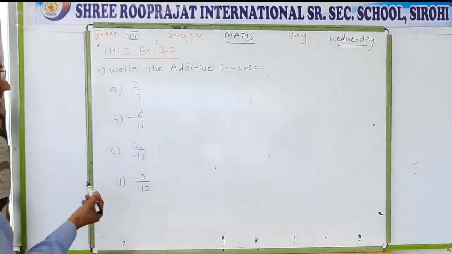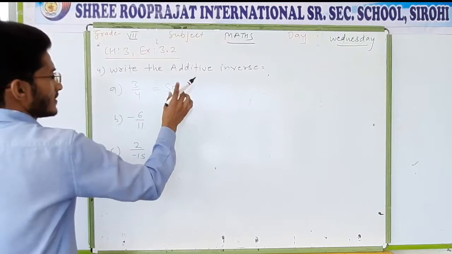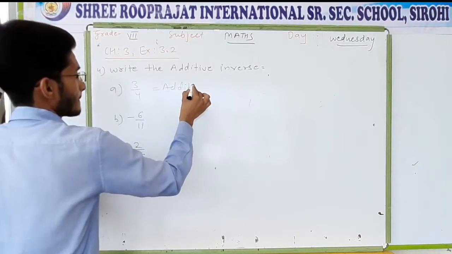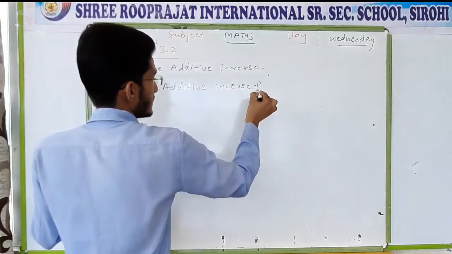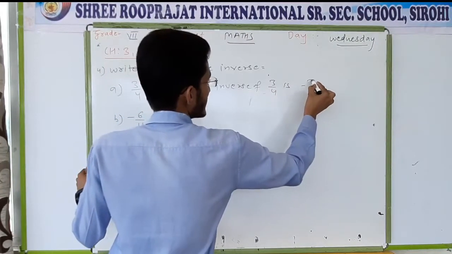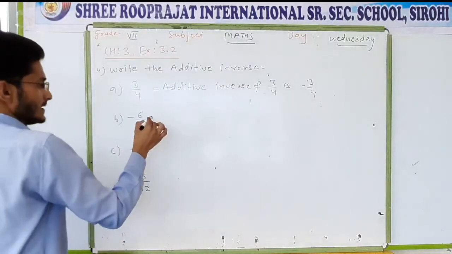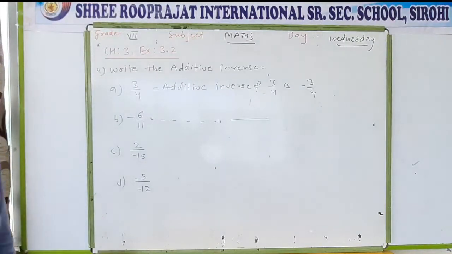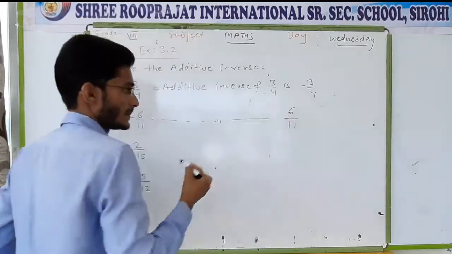So the first one, you can see the number given is minus 3 by 4. So the additive inverse of 3 by 4 is minus 3 by 4, because it is a positive number, so the answer will be negative. Same like this one, that was a negative number, that means your additive inverse will be positive, that means 6 by 11.